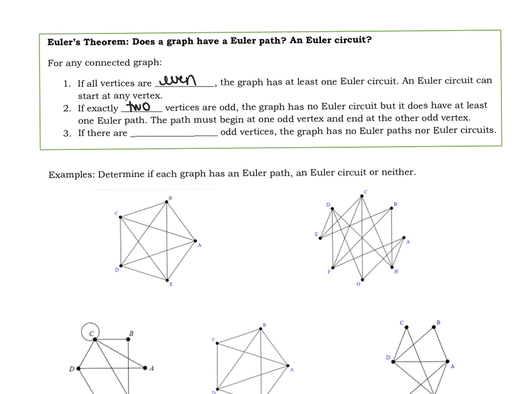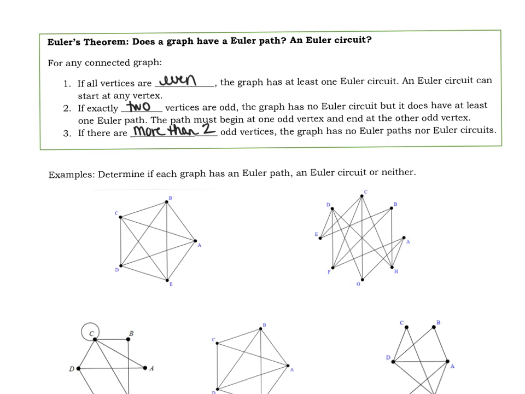If there are more than two odd vertices, then there are no Euler paths, there are no Euler circuits. So this is one of the things you have to keep in mind, one of the things that I'm going to ask you to start to get absorbed into your brains. If everything is even, there's a circuit, start anywhere. Two odd, there's a path, start and end at an odd. If there's more than two odd, game over.